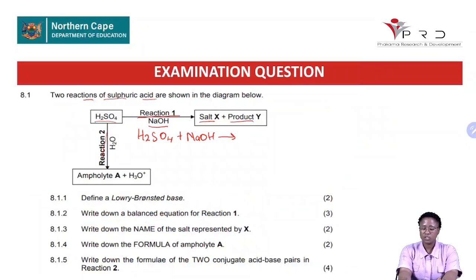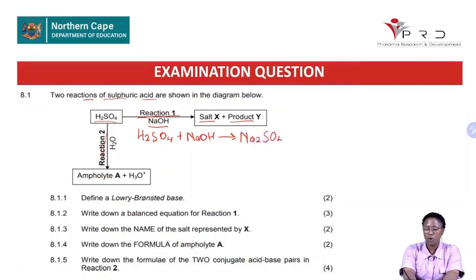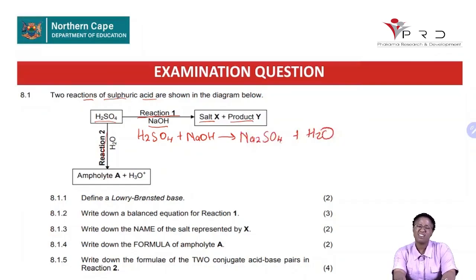So what is the salt? The salt that will be formed will be Na2SO4 plus what? Water. So this will be the correct chemical reaction that happens there. Let's see if we can balance the equation. How many hydrogens do I have this side? I have 2 plus 1 is 3. This side I have 2. So to balance the equation, I can put a 2 over here and a 2 over here. Then the equation will be balanced.